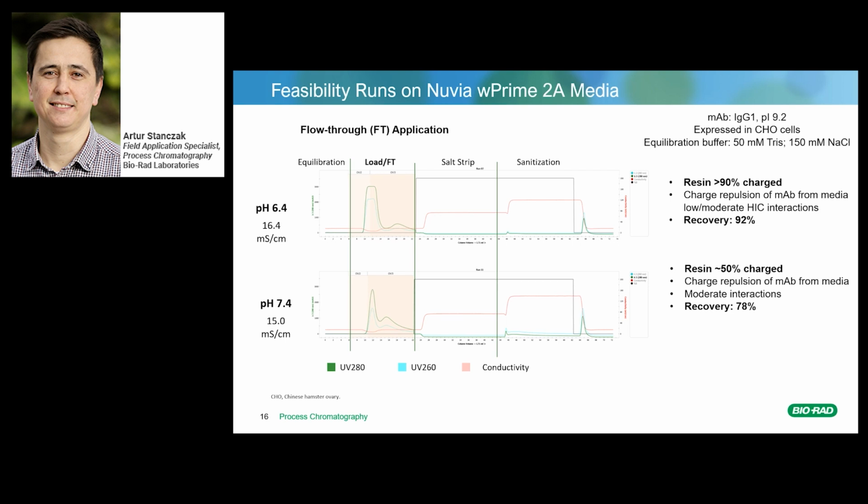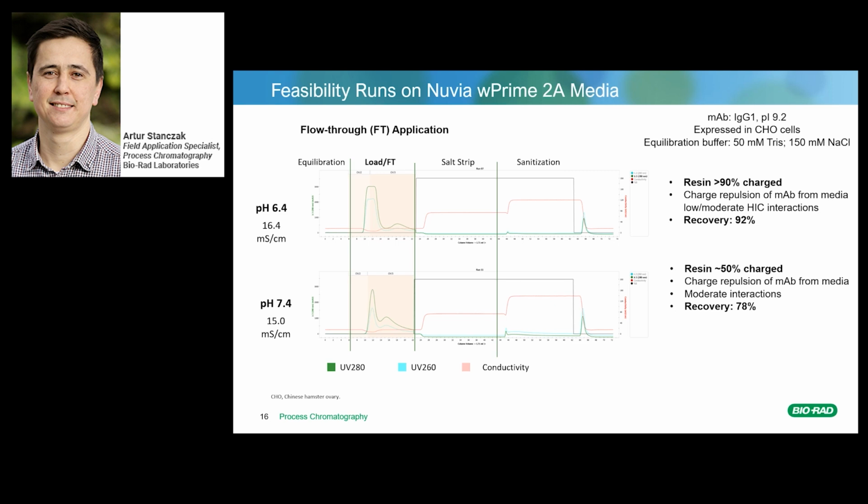application lab in Germany. We tested three pH conditions based on the pK of the secondary amine ligand: pH 6.4, where over 90% of ligands are charged, pH 7.4, and pH 8.4, where over 90% of ligands are uncharged. Since hydrophobic anion exchange resins carry a positive charge, they are typically used in the flow-through mode, where impurities bind to the stationary phase and the product flows through.